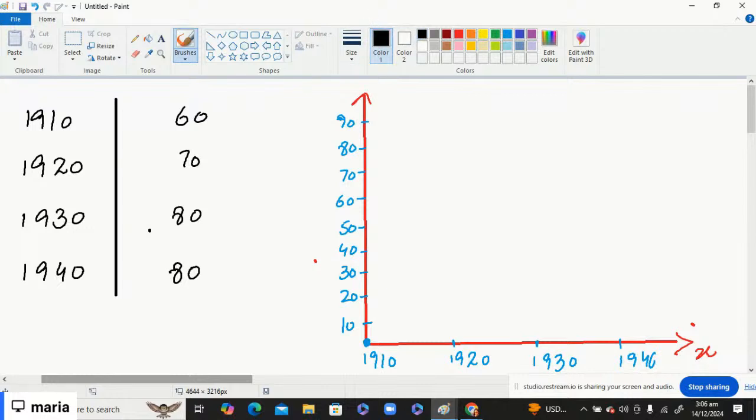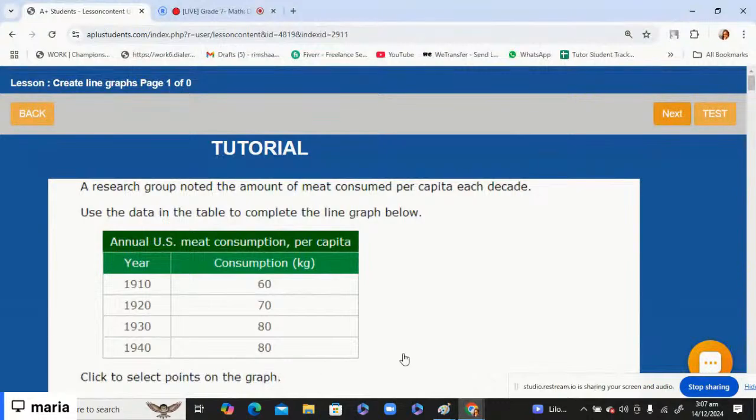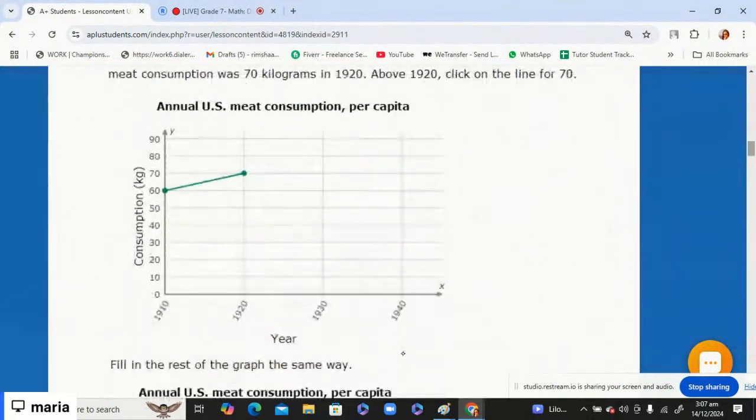So when we mark a point for 1910, it's 60, so it lies here. For 1920, it's 70, so for 1920 I'm going to put the marking point here. 1930 and 1940 are both 80. So 1930 is on 80, and for 1940 it's again on 80. Now we mark these points. Look here, this is a marking point, and this is the line graph. And here we get the answer for that line graph.